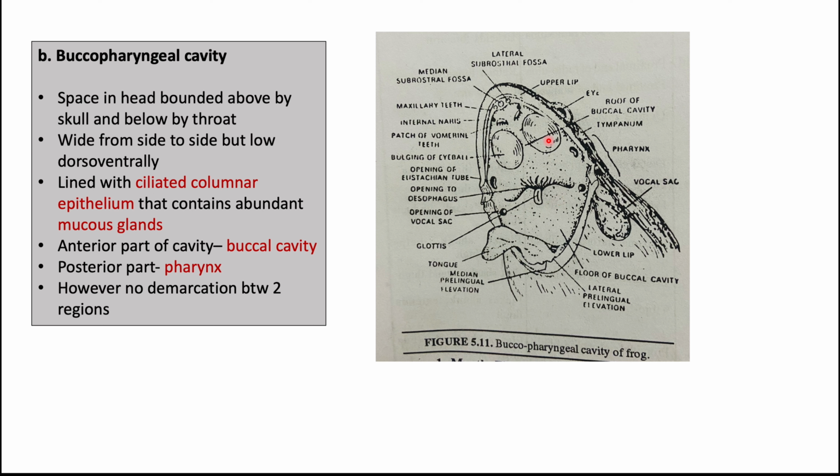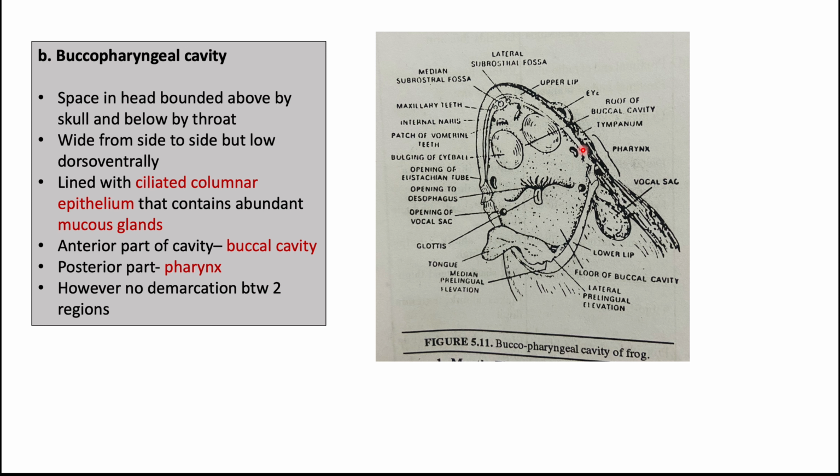That means there must be some lubrication or secretions, as mucus glands are present in the epithelium of this buccopharyngeal cavity. Now the anterior part of this buccopharyngeal cavity is known as the buccal cavity, whereas the posterior part is known as the pharynx. So here we can see from here to here, this is the anterior part. Yes, now this is known as the buccal cavity. Anterior means toward the anterior end and posterior means toward the back side. Okay, so this is the pharynx. As such, there is no demarcation between these two parts.